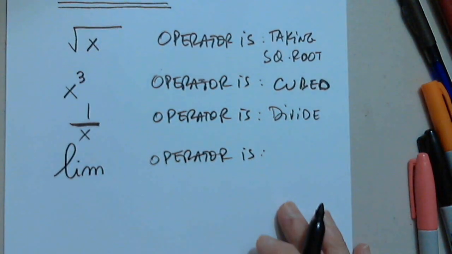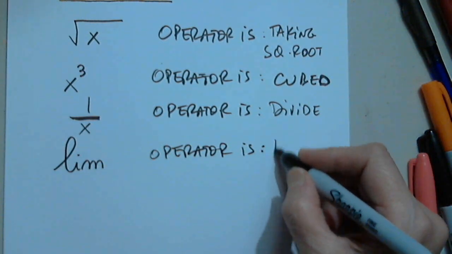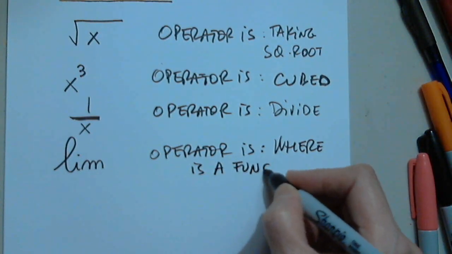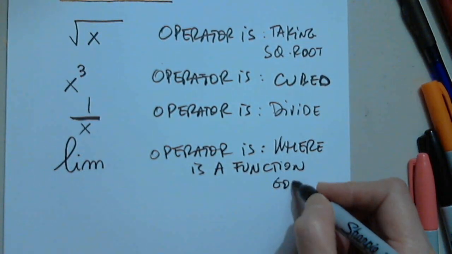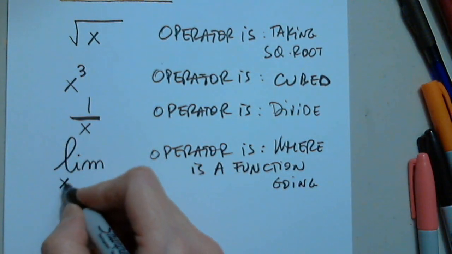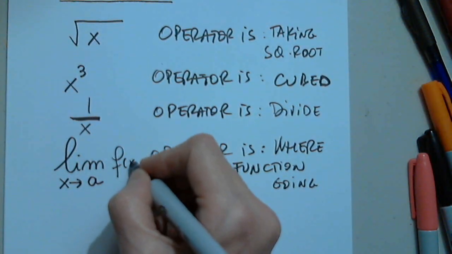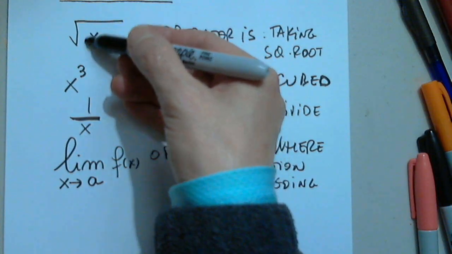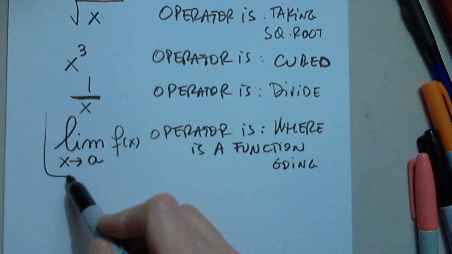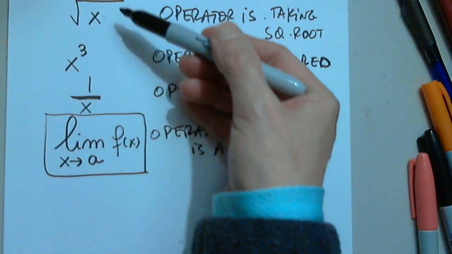This operator is determining the tendency. Where is a function going when something, and I will complete it, as x approaches a value a from a function f of x. Here I chose a simple example. My function was x. So this is something way more sophisticated, I would say, than this.